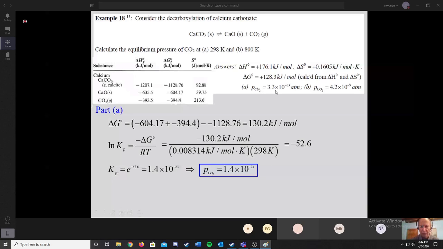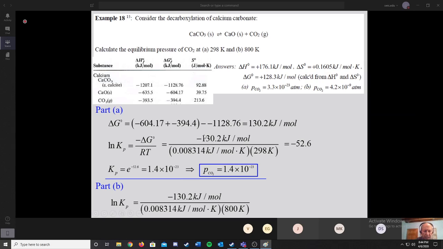And that's a little different from the answer that's given here, but I'll explain why in a moment. I think there's a typo in one of the answers in the textbook I got this from. So let's look at part B. Part B is repeating at 800 K.